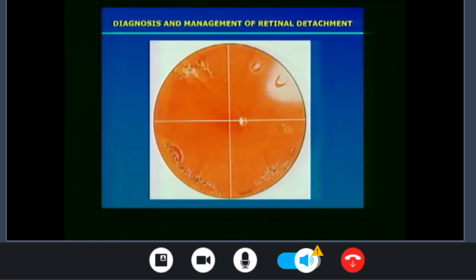So this is lattice degeneration. You see these white lines that represent hyalinized blood vessels. It can also have small atrophic holes, we'll discuss later. And then you can have a flap tear at the edge of the lattice because of the strong adhesion between the posterior hyaloid and the edge of lattice degeneration. And this is the radial lattice degeneration.